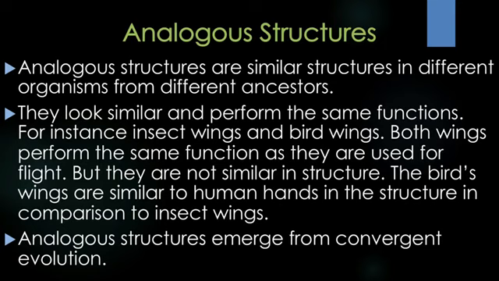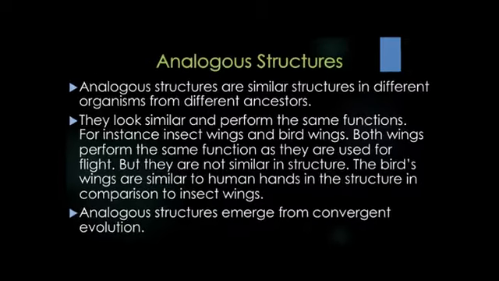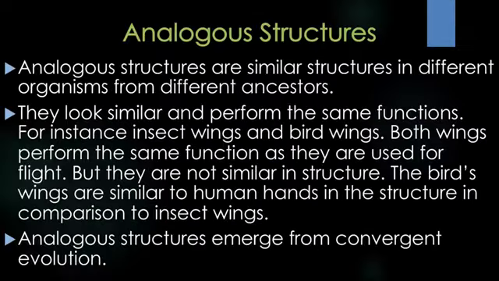Analogous structures emerge from what we call convergent evolution. Let's recall that convergent evolution is the process by which unrelated or distantly related organisms evolve similar body forms. Convergent evolution occurs when species occupying similar ecological niches, that is, similar environments, adapt in similar ways in response to similar selective pressures, that's environmental problems. You have organisms independently finding their way to the same evolutionary solution for the same environmental problems.